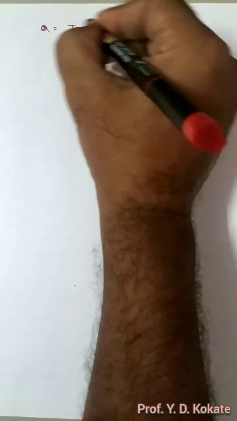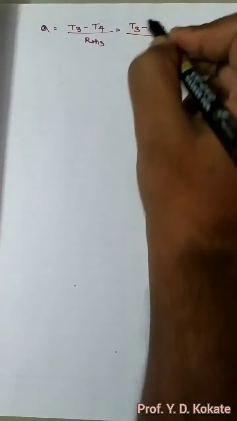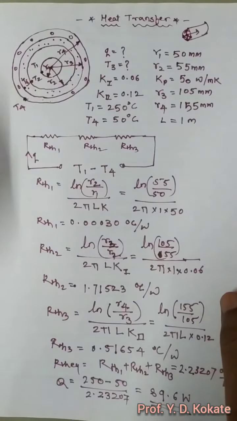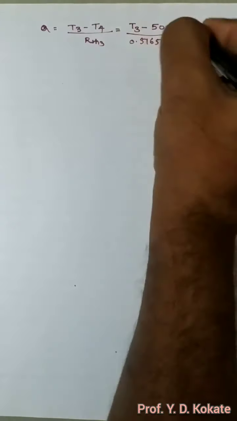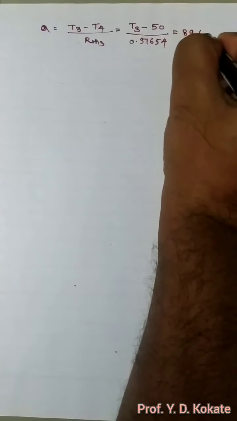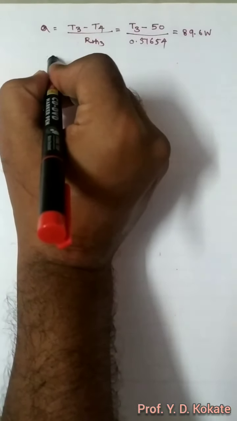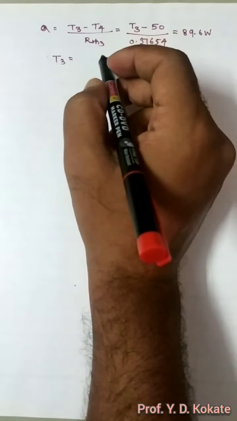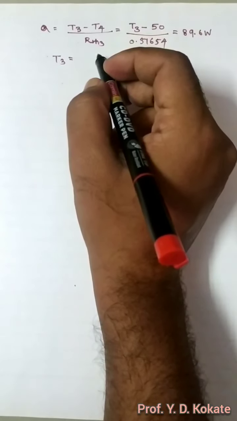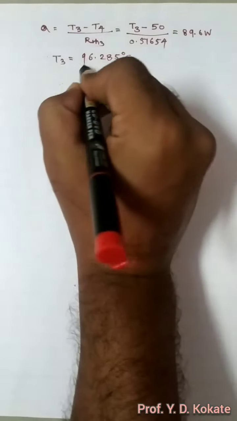So what is the value of T3 that we want to find out? What is the value of T4? 50. What is the value of RTH3? 0.51654, which is equal to, and what is the value of Q already calculated? 89.6 watt. So from that we will get a value of T3, which is equal to 96.28 degrees Celsius.